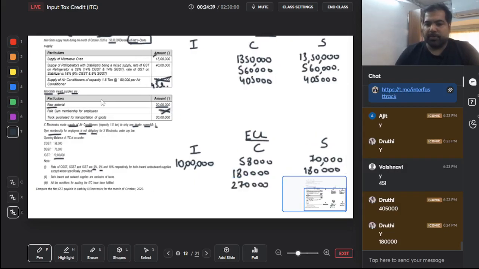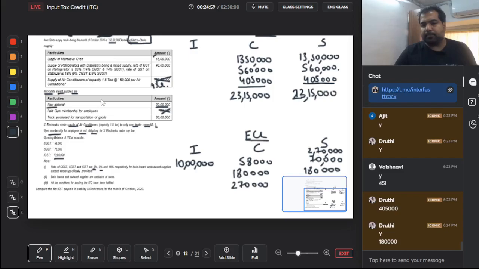I don't have too much space, so I'm just going to write it here, 2 lakh 70. So let's total it up, guys. IGST, nothing. CNS, can someone total it up? 13 lakh 50, 5 lakh 60, 4 lakh 5 will give you 23 lakh 15,000 here. Similarly, 23 lakh 15,000 here as well.